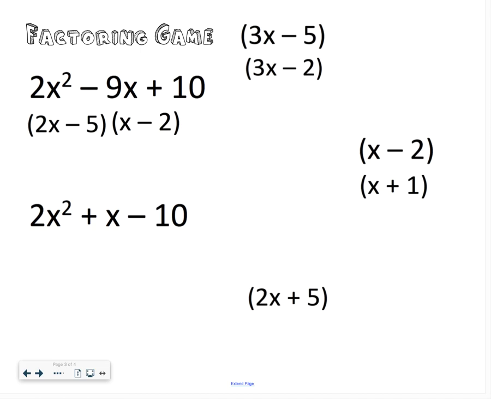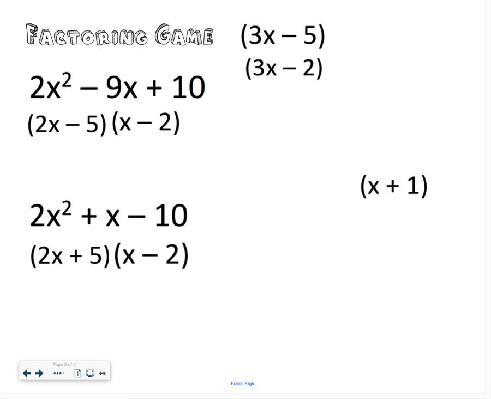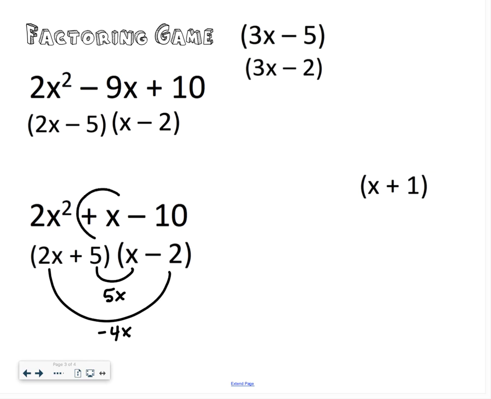So likewise with this one, I have 2x squared, so I only have one thing left. I have this 2x plus 5 down here. So I'm going to pull that 2x plus 5 over, and then I'm going to have an x minus 2 because I need it to multiply to be a negative 10 on the end, and the first ones need to multiply to be 2x squared. Then I check my outer and my inner. So I have negative 4x and I have 5x. So if I add those together, I get positive 1x, which is what I wanted.